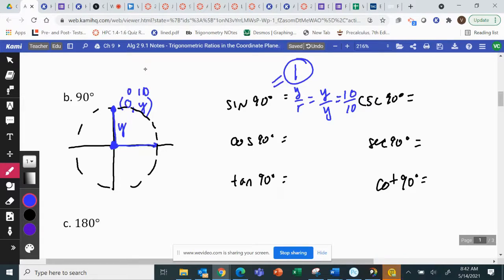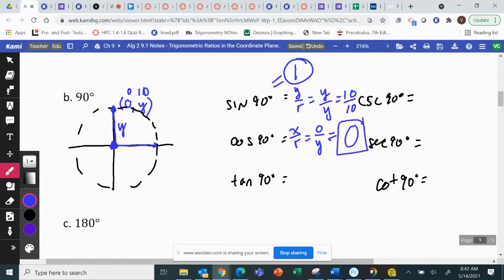The cosine is going to be x over r. When we look at cosine, the x value is 0. It doesn't even matter what r is. Your answer is going to be 0. If you have 0 on top, your answer is going to be 0.